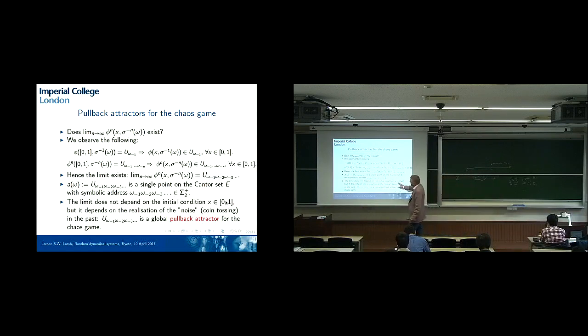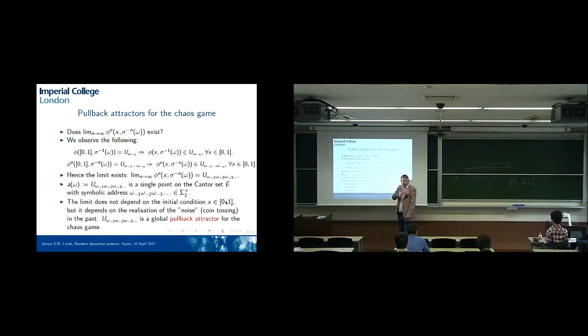So the limit of n to infinity of this pullback thing exists. It is independent of x, and it's precisely this address in the Cantor set. And so I call this A omega. A omega is the pullback attractor, depending on the past. It's a single point in the Cantor set.